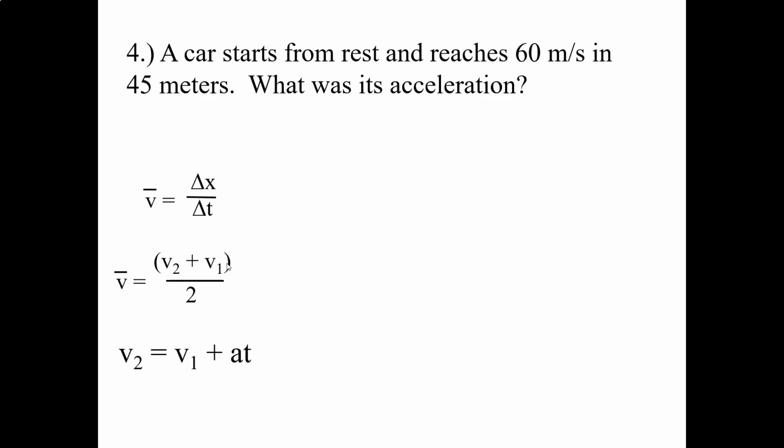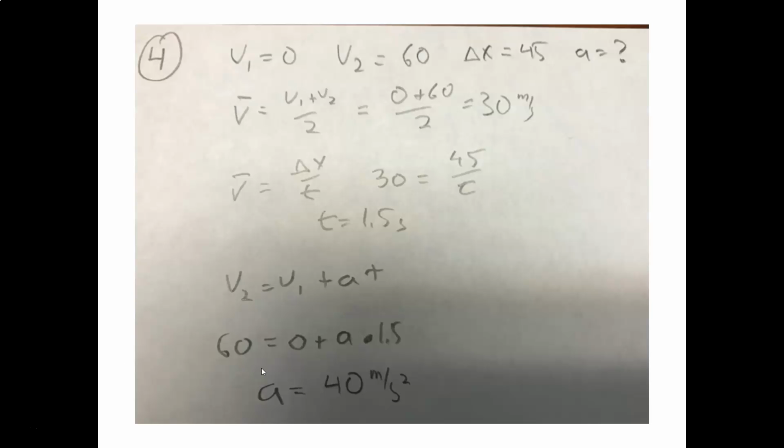Okay, so what I can do is, I need to know the time. That's what's missing in this equation. So what I'm going to do is use v2 and v1 to find v bar. Okay, then I'm going to plug v bar into this equation with displacement and find time, and then I'm going to use this equation to find acceleration, and that's what I do here.